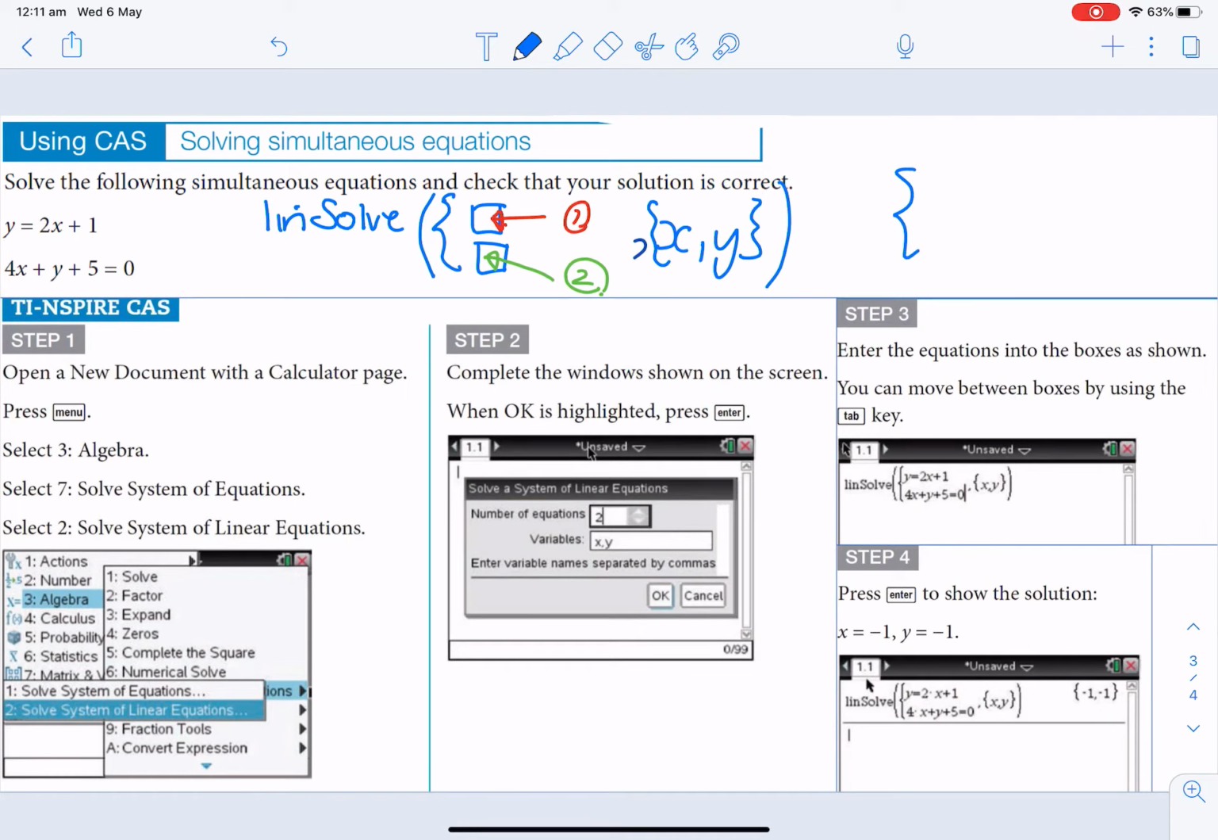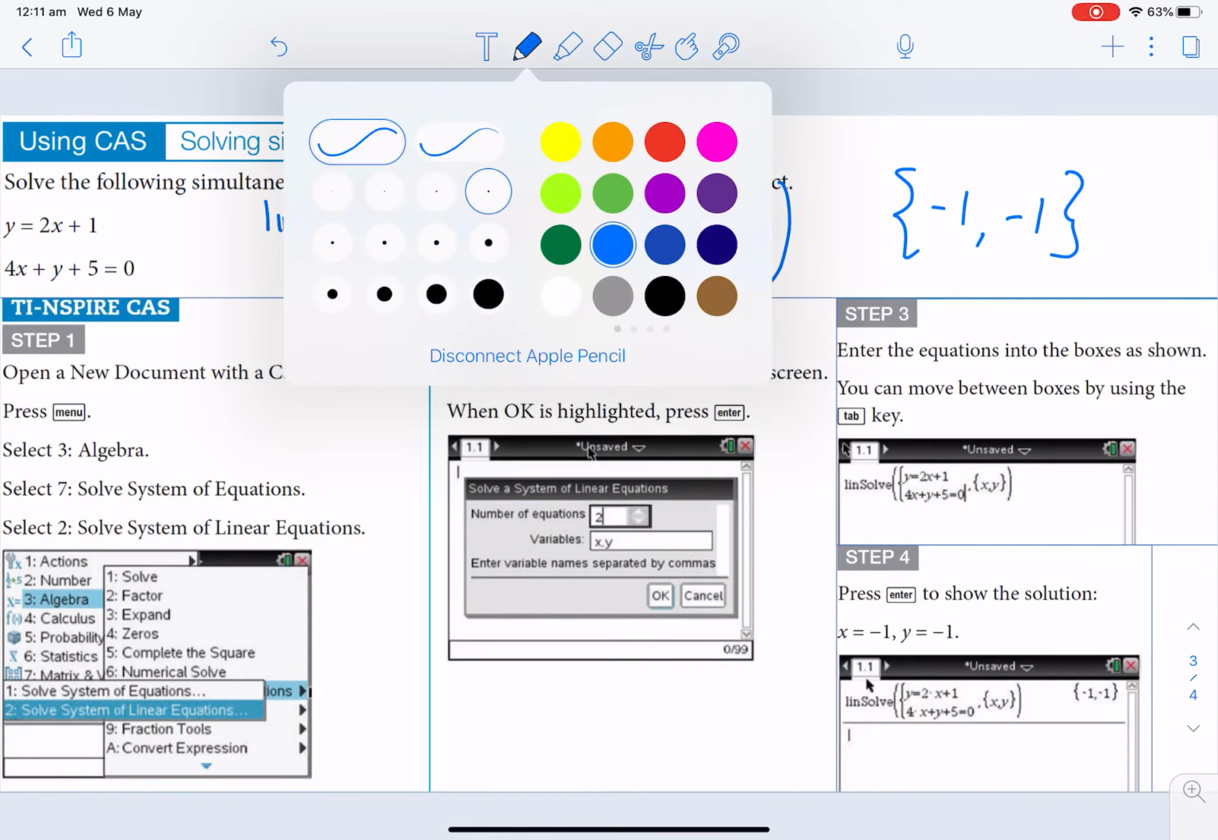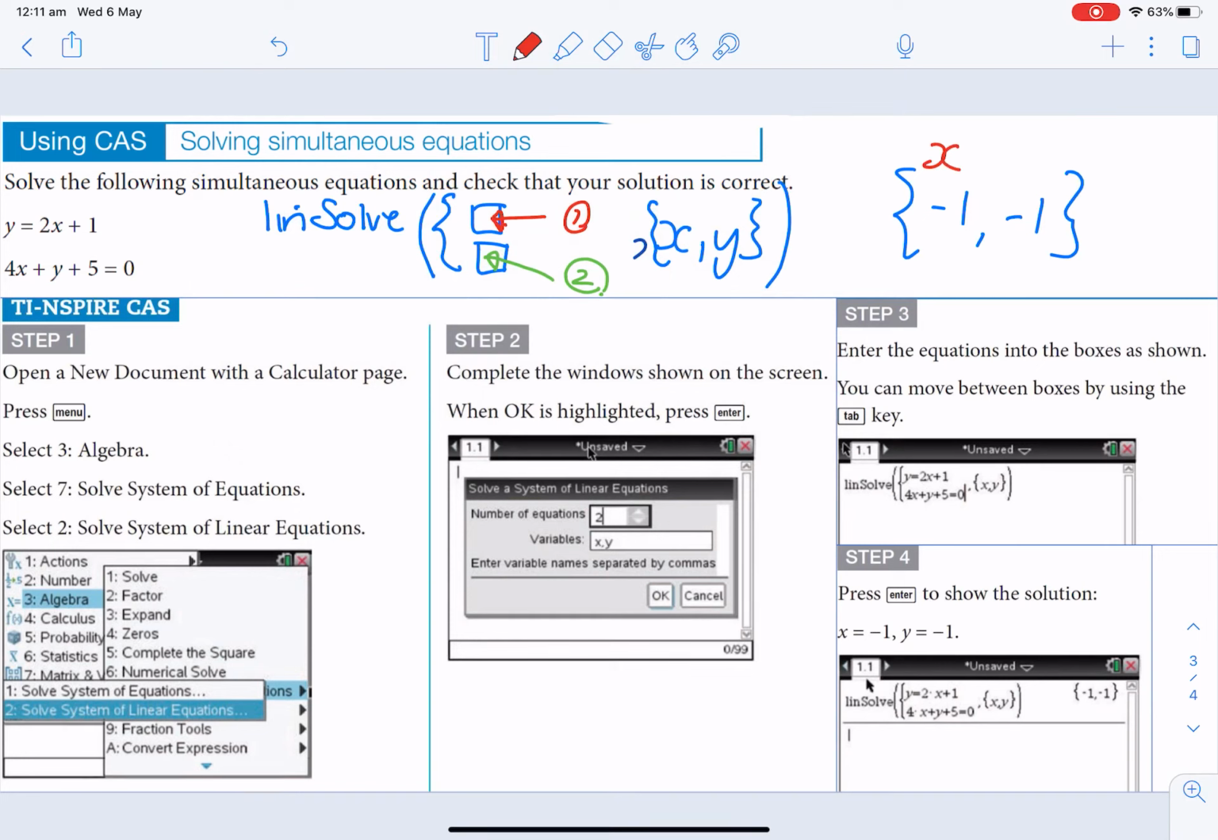In the case of this one, it's -1, -1. That means the first value is your X value and the second value is your Y value, because that's what you've actually asked for in the equation. Now, if you had put that as Y, X, it would mean the Y comes first and the X comes second. If you need further help with solving simultaneous equations, check out my CAS video.